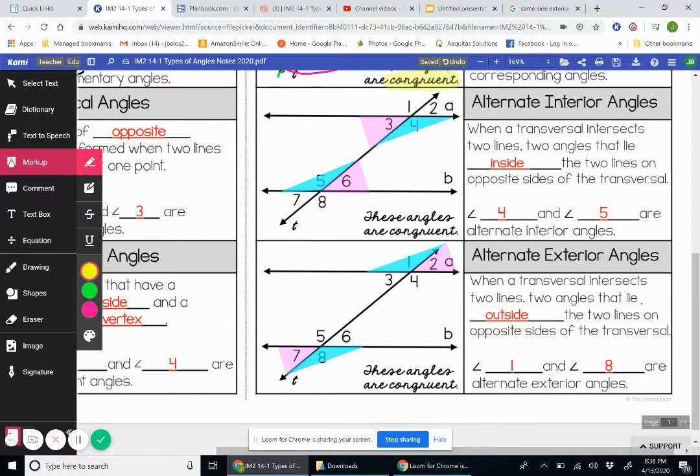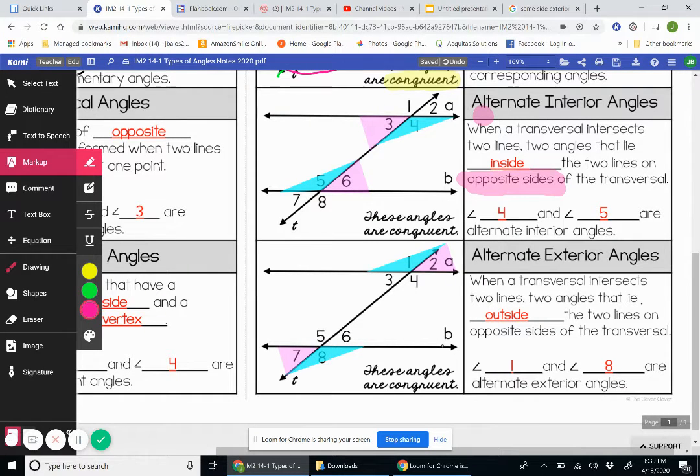The next pair is alternate interior. Remember, alternate means switching back and forth. For instance, if you're playing soccer and an alternate comes in for you, one of you goes out and one of you goes in. They're opposites. Alternate angles are on opposite sides of the transversal. When a transversal intersects 2 lines, alternate interior angles are 2 angles that lie inside the 2 lines on opposite sides of the transversal. Alternate means that they are on opposite sides.